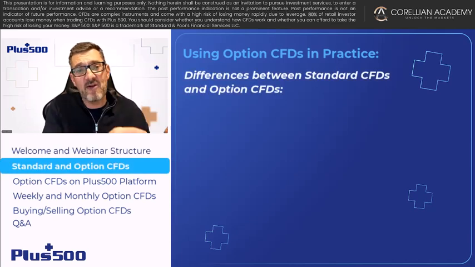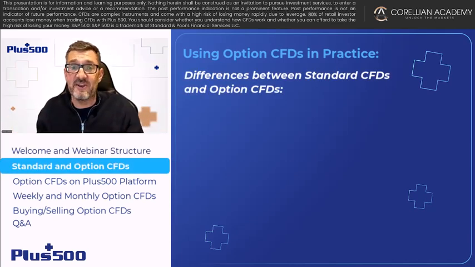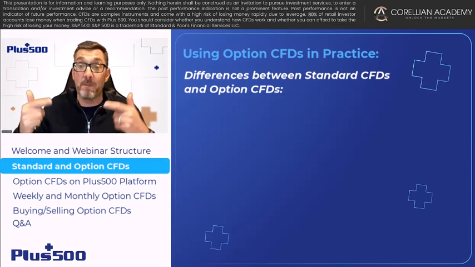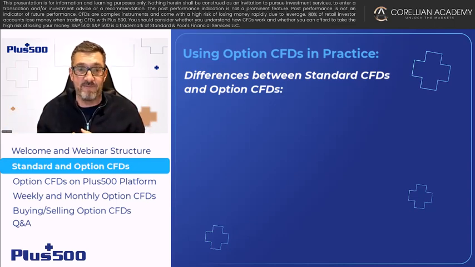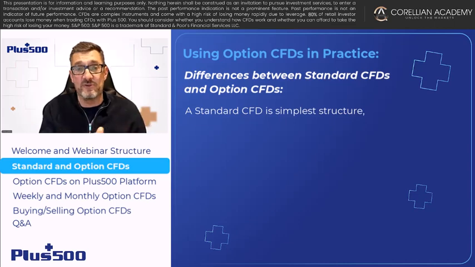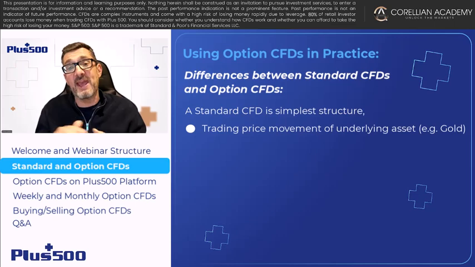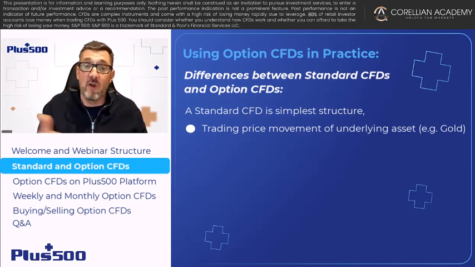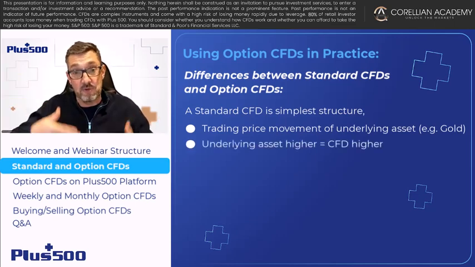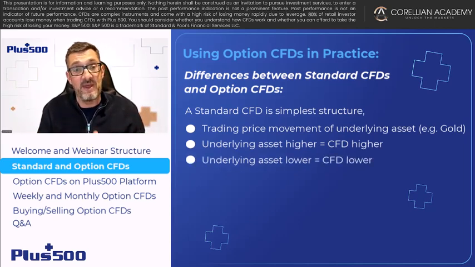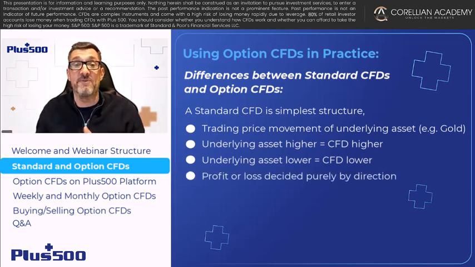So to begin, let's clarify the core differences between a standard CFD and an option CFD on the Plus500 platform, because although they both let you express a market view, what happens after you place the trade can be dramatically different. A standard CFD is the simplest structure. You're trading the price movement of the underlying asset itself, whether that's gold, euro dollar, or Apple. If the underlying moves up, your CFD moves up. If the underlying asset moves down, your CFD moves down. It's a direct one-to-one relationship.